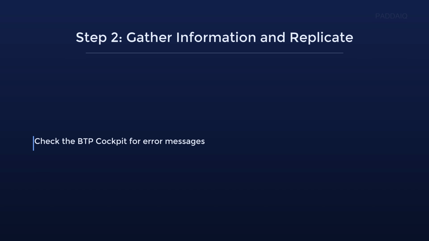Check the BTP cockpit for error messages. This means you should log into the BTP platform's main dashboard to look for any alerts or issues that might be stopping your application from working correctly. For instance, if your app deployment fails, the cockpit might show a memory quota error. Always consult the cockpit first to diagnose problems quickly.